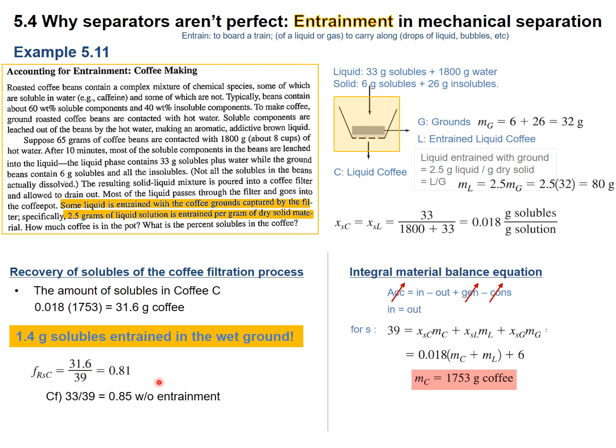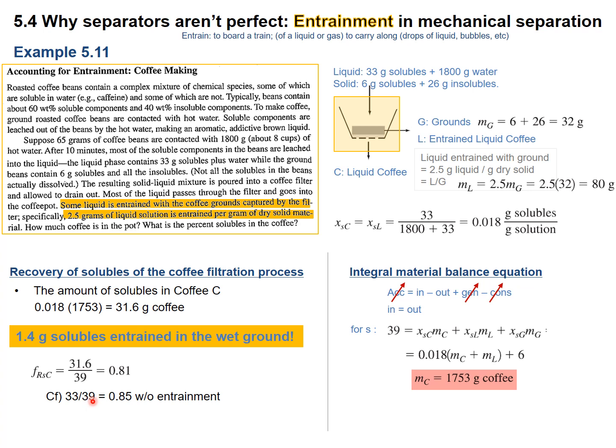Then right now we have the value. With the entrainment, you have got the recovery at 81% of coffee solubles. Great, not bad. However, I'd like to compare this value with the fractional recovery of solubles in C stream in the case of without entrainment. The denominator value should be the same because the feedstock is the same, 39 gram.